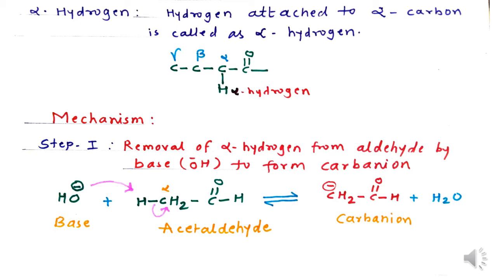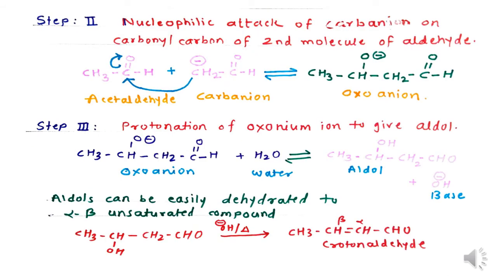Carbanion means here the negative charge on the carbon. So we get carbanion as well as water molecule. Now in the step second, there is a nucleophilic attack of carbanion on the carbonyl carbon of second molecule of aldehyde. So we have got already the carbanion in the step first.